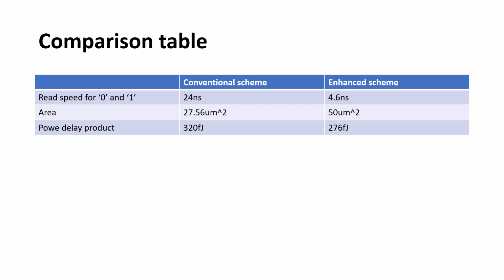For reading 1 and 0, for conventional we are getting 24 nanosecond, and for enhanced 4.6 nanosecond, which is very small as compared to our conventional. Area is small in our conventional, that is 27.56 micrometer square, and 50 micrometer square in the enhanced scheme. But power delay product is less in our conventional scheme, that is 320 femtojoule, and in the enhanced scheme we have 276 femtojoule.